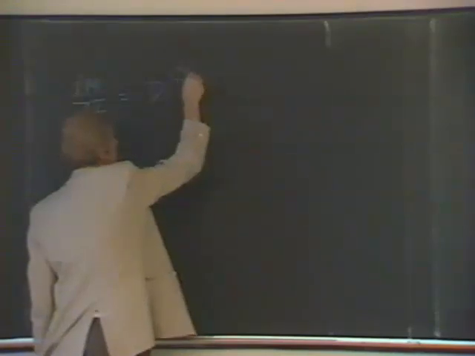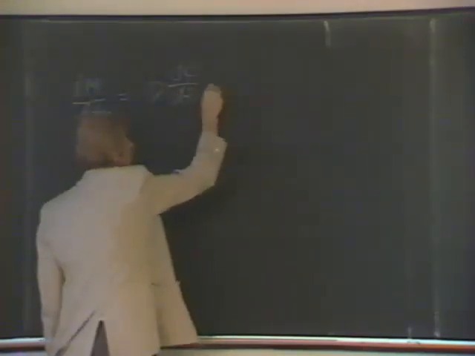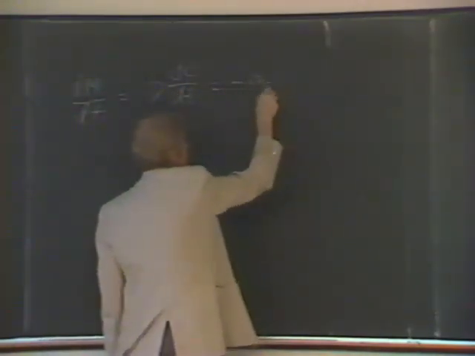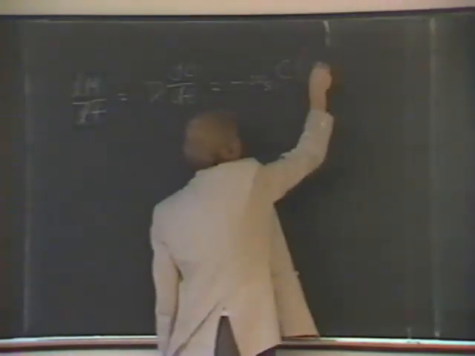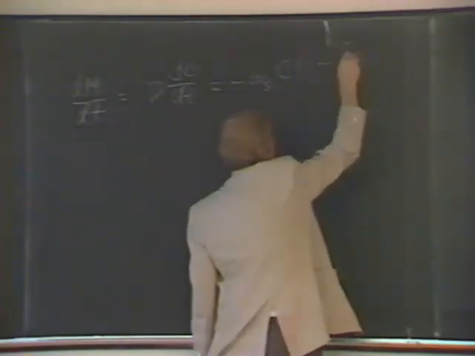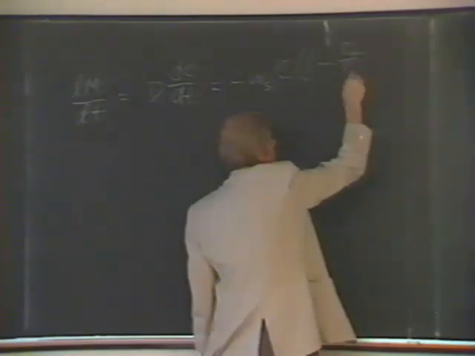is equal to the depth times the change in concentration, which is minus the settling velocity times the concentration times 1 minus the ratio of the shear stress on the bed to the critical shear stress.